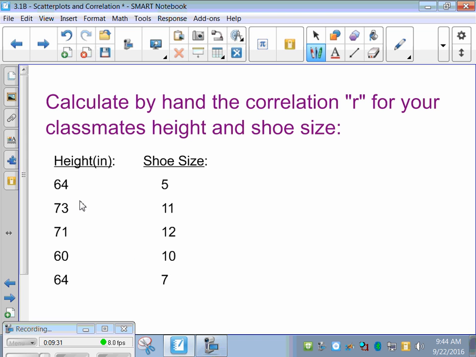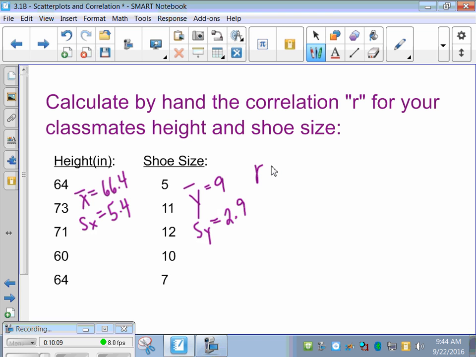So first thing you always have to find is the mean and the standard deviation for each. We'll say this one's y. Okay. So I went through and did that, and so the mean height is 66.4. And the standard deviation for height is 5.4. Mean shoe size, 9. Standard deviation was 2.9. Now, I did have to round a little bit.